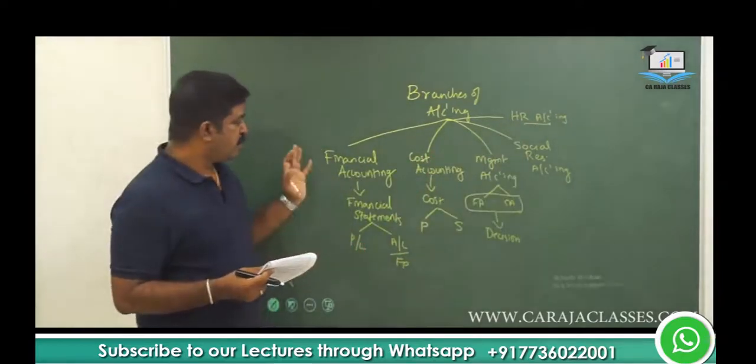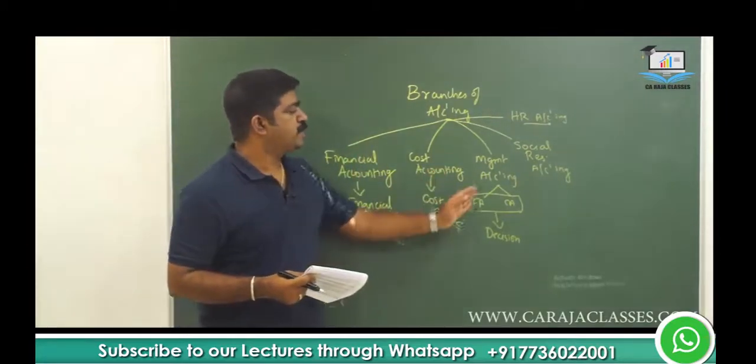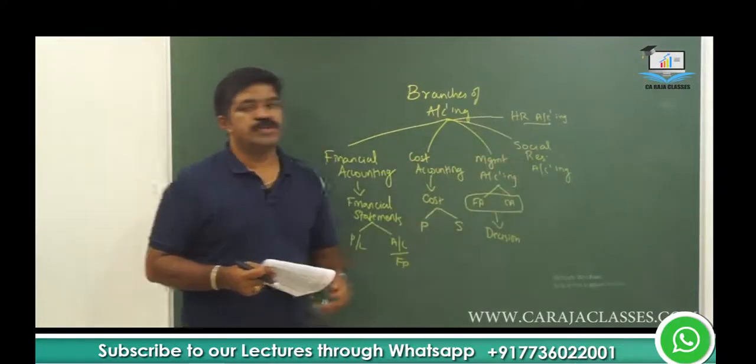So basically we have 5 branches for accounting: financial accounting, cost accounting, management accounting, social responsibility accounting and human resource accounting.